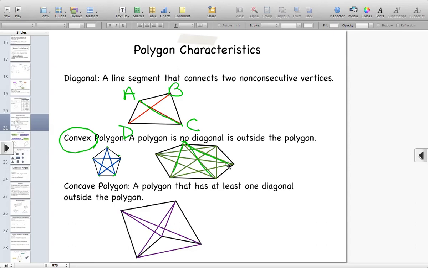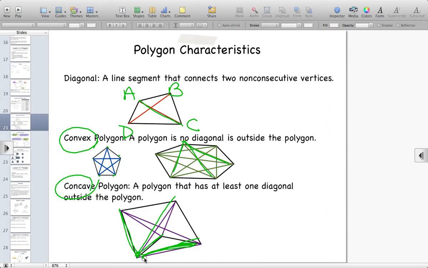Now, a concave polygon is a polygon that has at least one diagonal outside the polygon. So I have this vertex down here in the corner. Here's the consecutive and consecutive. So going diagonally, I have this one here and then this one here. And that diagonal goes outside the shape.